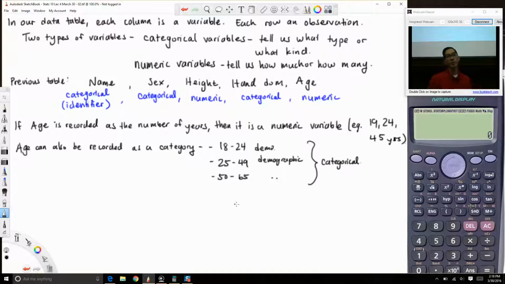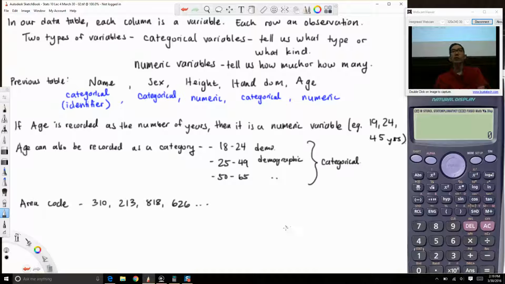So how the variable is recorded is important, okay? And on the other hand, we have variables that appear as if they are numeric, but in reality, they are categorical because they do not tell us what type or what kind. So, for example, if we look at someone's area code on their telephone, we've got the 310 area code and 213 and 818, et cetera, 626.